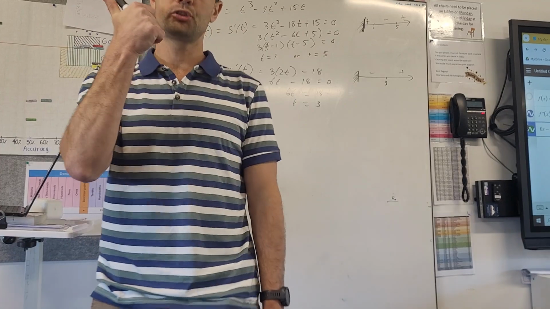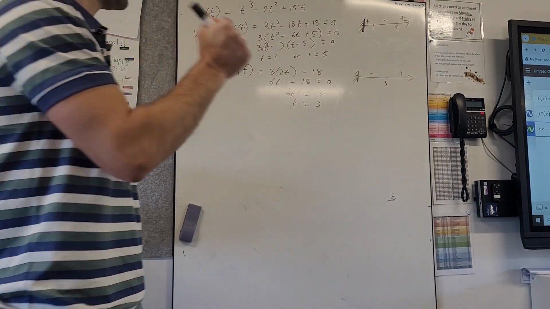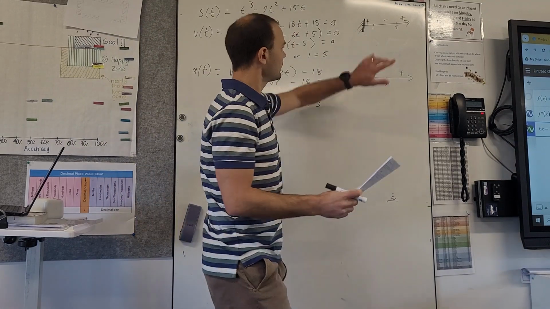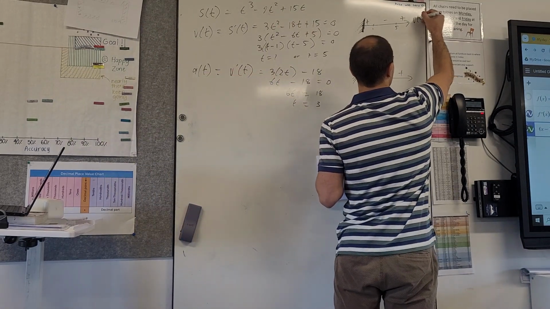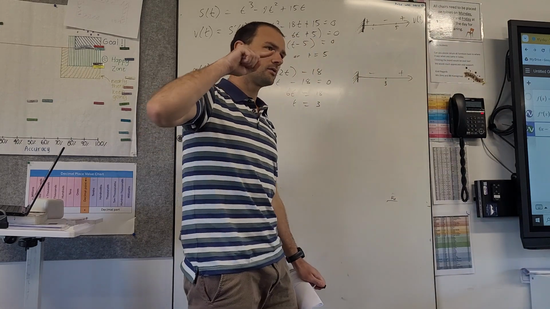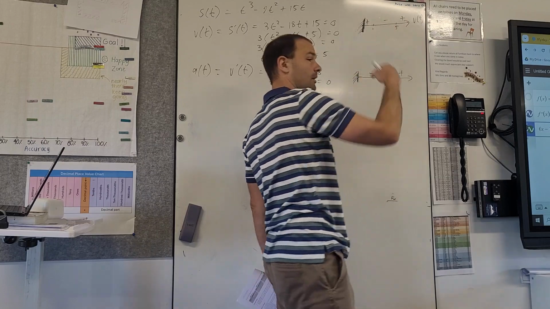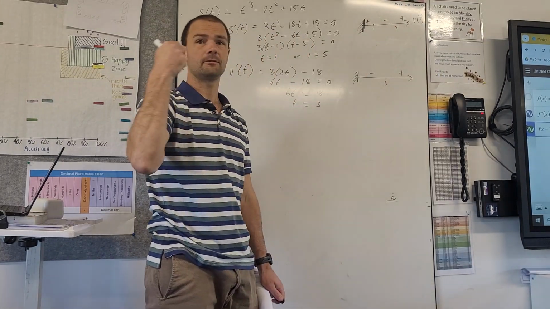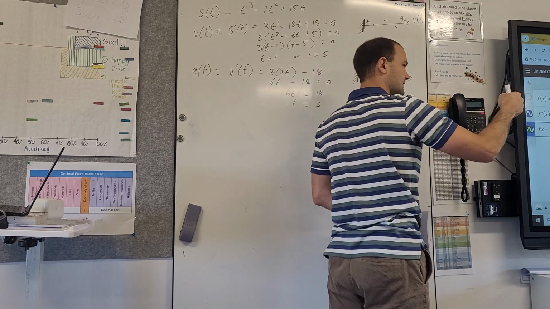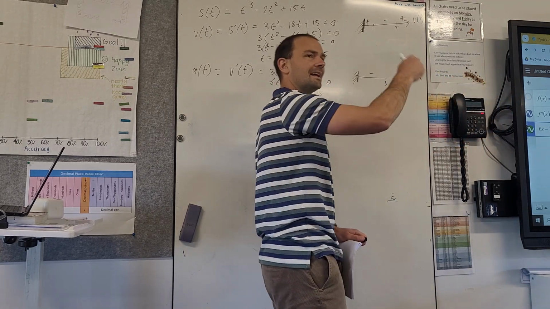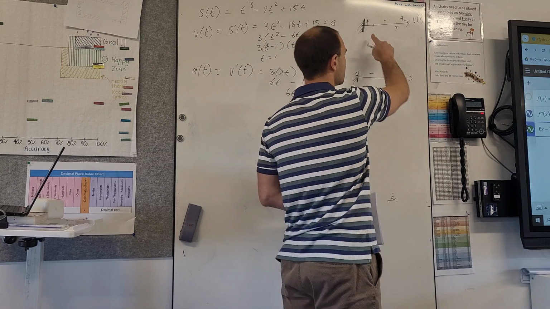So a particle changes direction when its velocity sign diagram changes sign. If you look at this, this is the velocity sign diagram, right? Now, when we have positive velocity, that means we're moving to the right, we're moving in the positive direction. When we have negative velocity, we're moving to the left. We have negative direction, right? So if we have positive velocity, and then we get to t is 1, and then we have negative velocity, it's changed direction. Changes direction when time is 1.